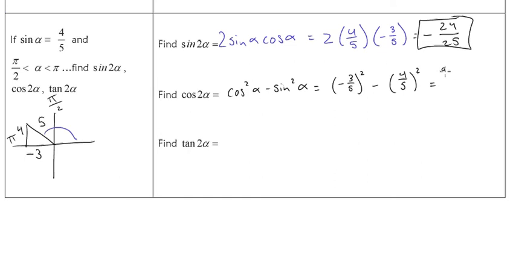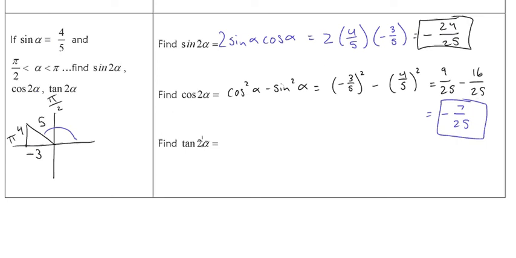That gives us 9/25 minus 16/25, and our answer there is, what's 9 minus 16? -7/25.